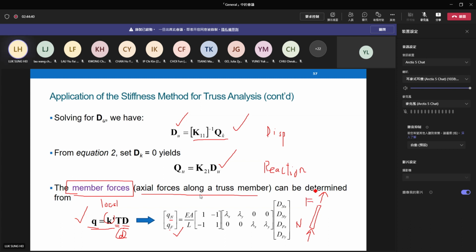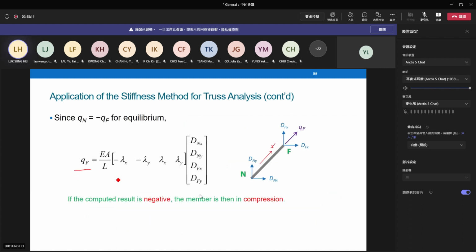But there is no need to calculate both. Why? Because truss is actually an axially loaded member. If you know one side, then the other side should have the same value, but opposite in the directions. So actually, you just need to know one. In the book, we calculate q_F. If you know one force, then you can automatically evaluate the other side. q_F can be calculated using the second row of the previous equation in this way.